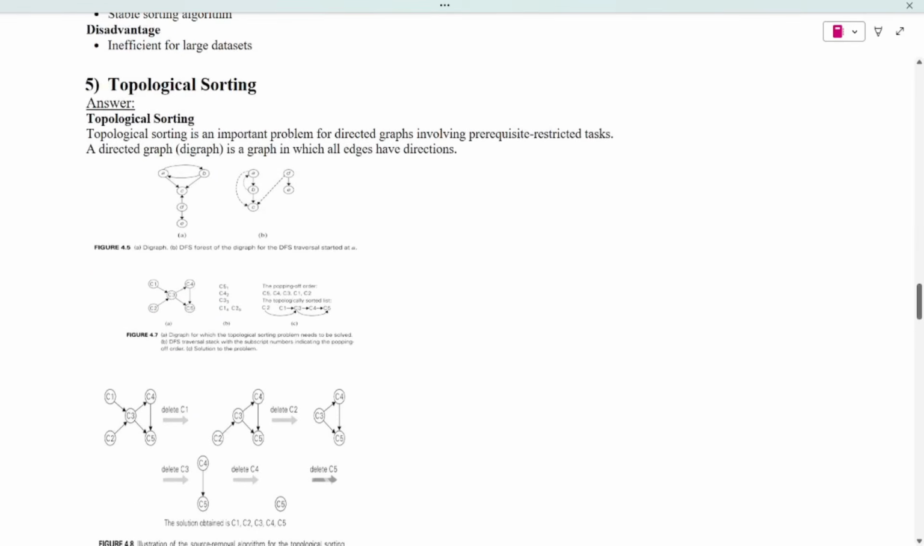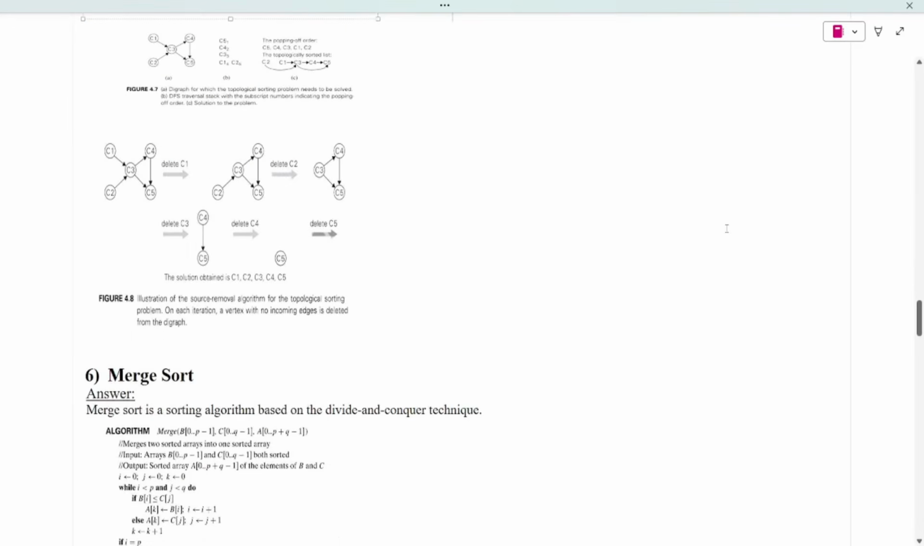Next is topological sorting. Topological sorting means a directed graph, that is a digraph. If you have one of the edges, all edges should be visited at least once, and you have to delete the incoming nodes with its outgoing nodes. Deleting this is what we call topological sort. Let's see how this works based on the example.